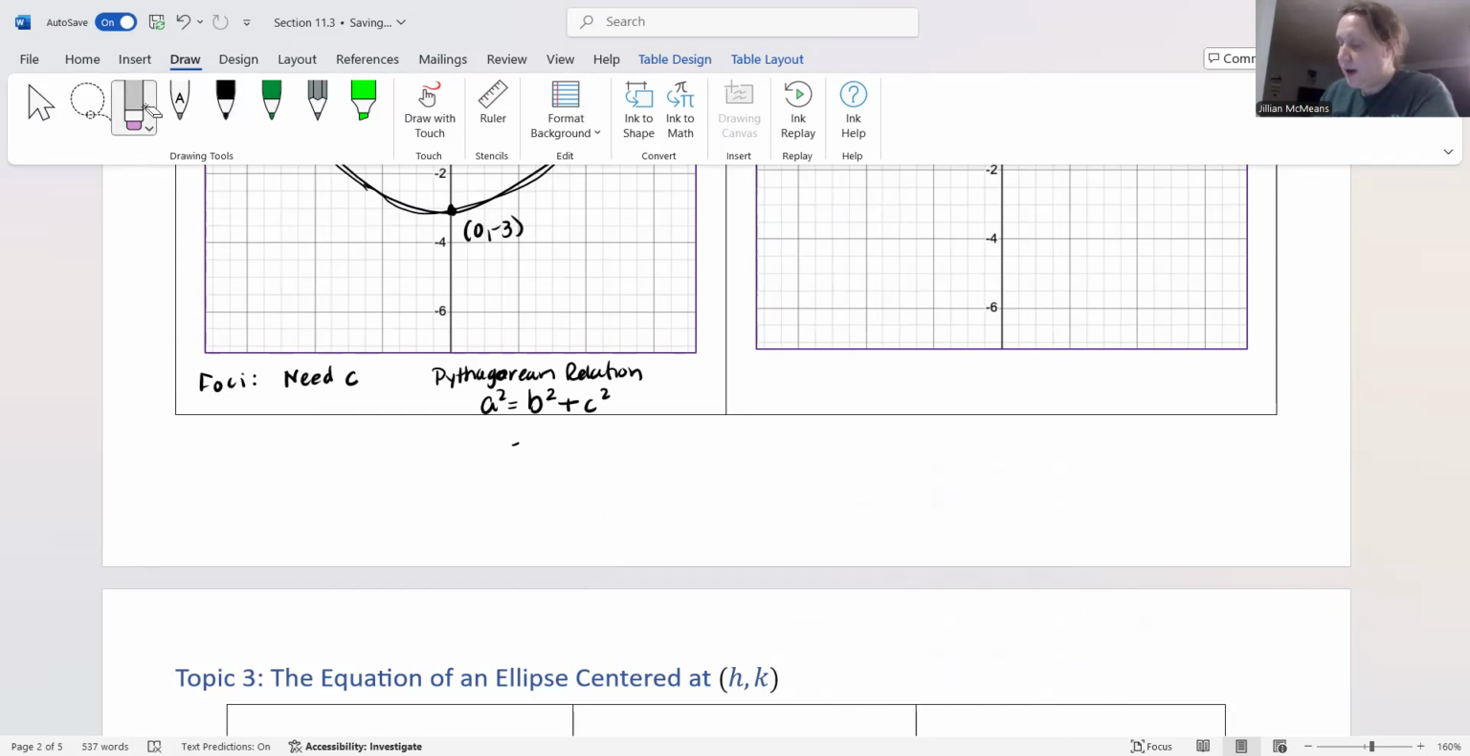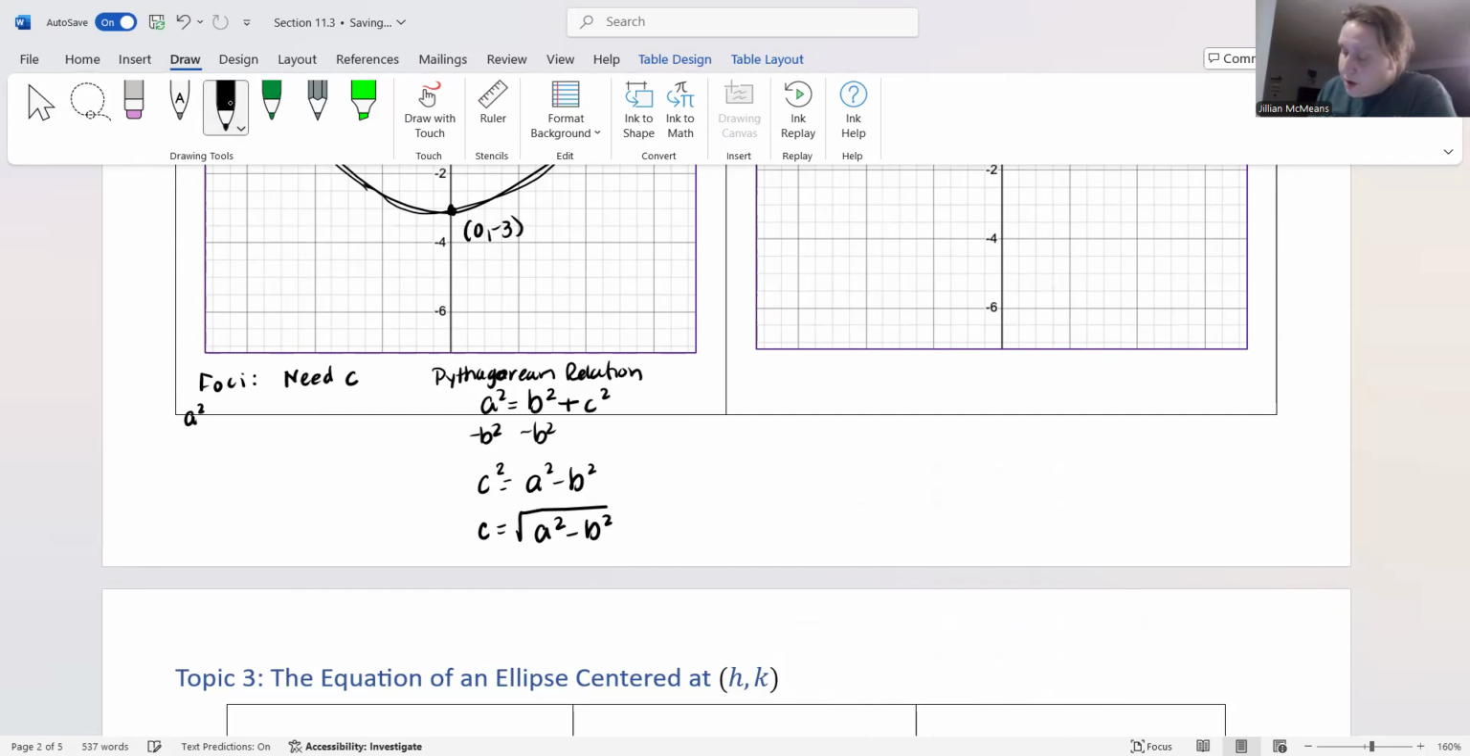Let me actually show you that. So we would subtract b squared from both sides. And that tells me c squared is a squared minus b squared. So if I wanted to get c, I just take the square root of both sides. And I would get that c is the square root of a squared minus b squared. Well, we already know what a squared is. That was the denominator under x. And we know what b squared is. That was the denominator under y.